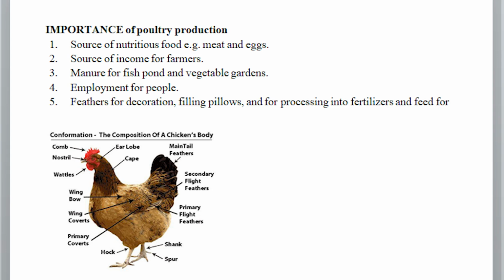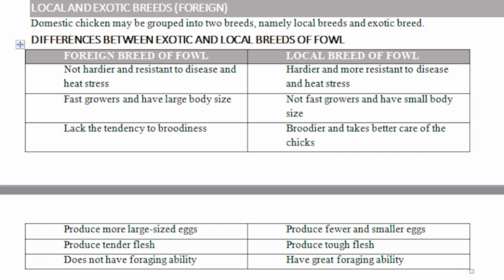All right, on your screen is a diagram representing a fowl and also the digestive system of a fowl. Students must learn how to label the parts of the fowl and also state the functions of the digestive system of the fowl. All right, let us look at a subtopic called local and exotic breeds of fowl. Domestic chicken may be grouped into two breeds, namely local breeds and exotic breeds. The table shows the difference between exotic breeds of fowl and local breeds of fowl.